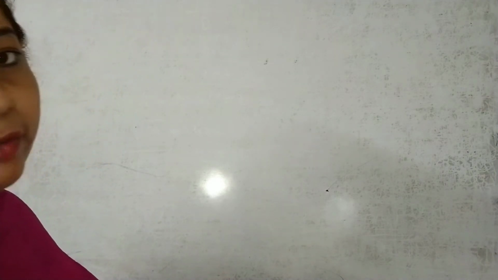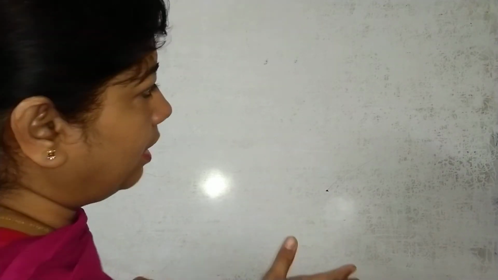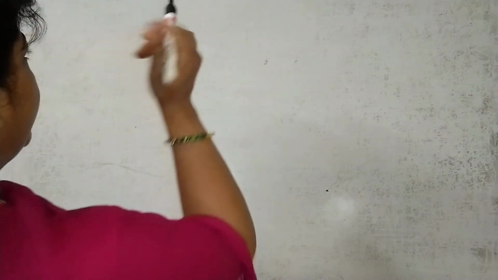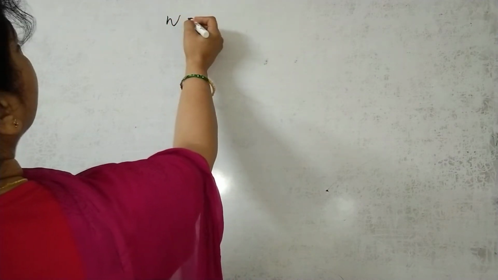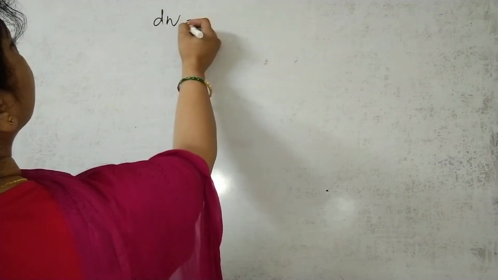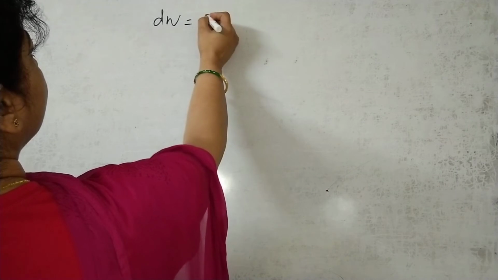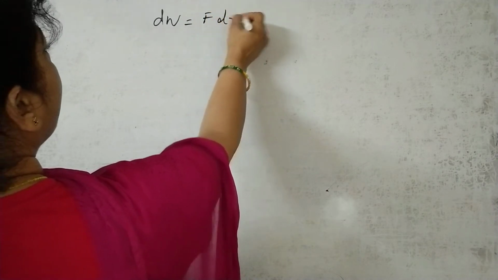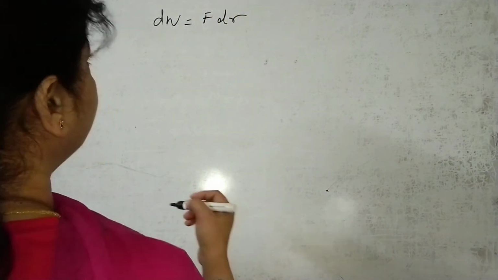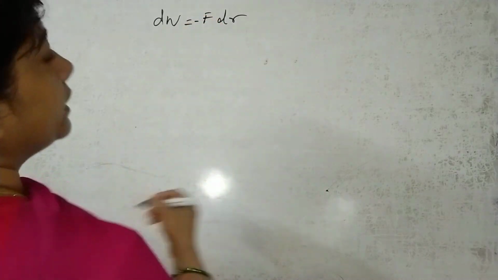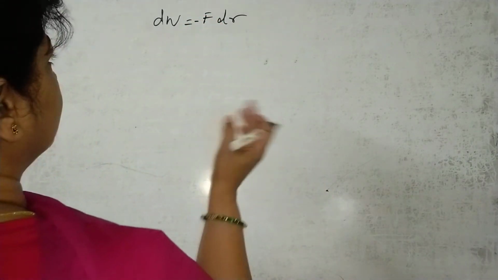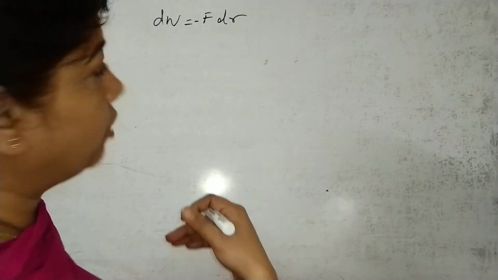There is a derivation given in the book based on the potential, but I would advise you not to do the derivation. Actually, it is not required, and the derivation is also very simple. That is, dW equals F dr, where dr is the displacement that has been considered. Here the negative sign is taken because the direction and the force are opposite.